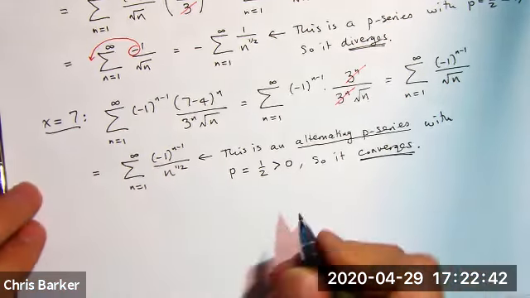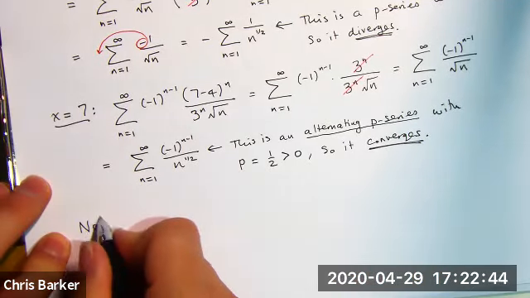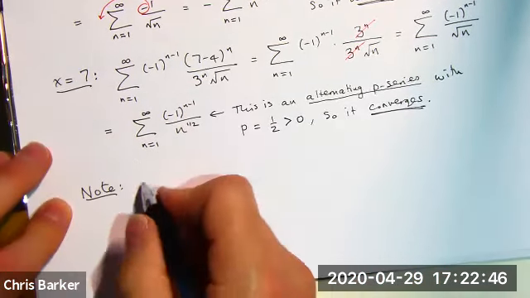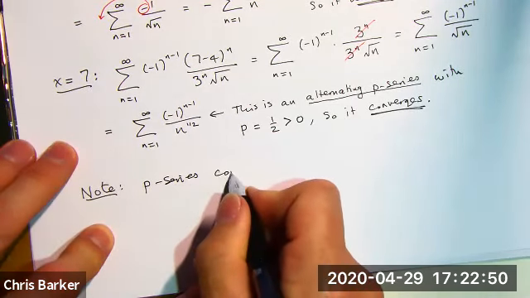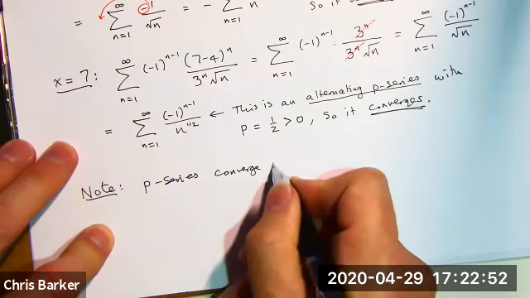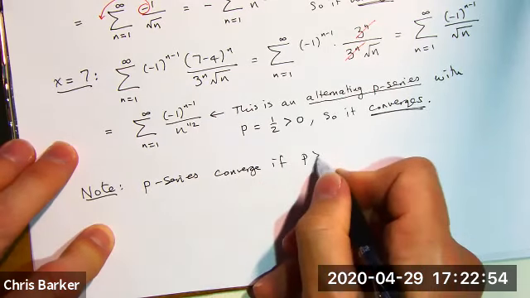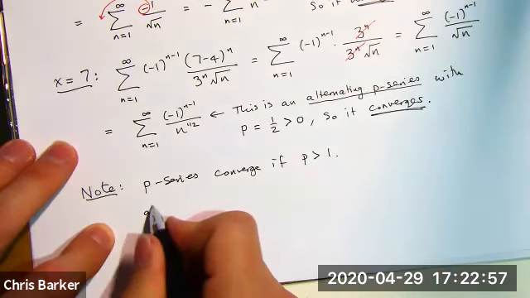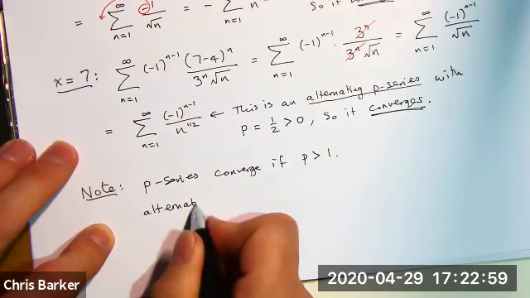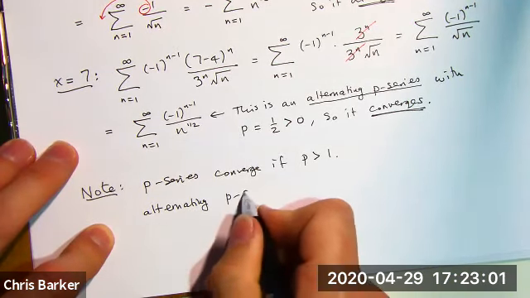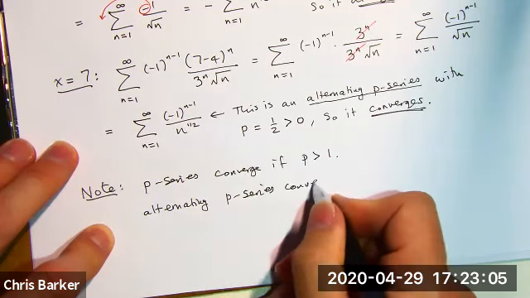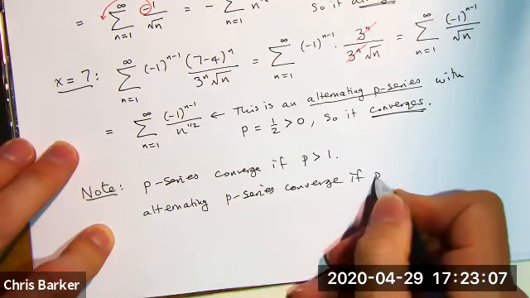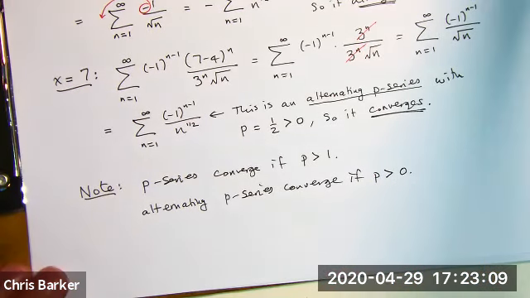Okay, so let me just make a note here for reference. P-series converge if p is bigger than 1. Alternating p-series converge if what? If p is greater than 0. Yes, if p is greater than 0.